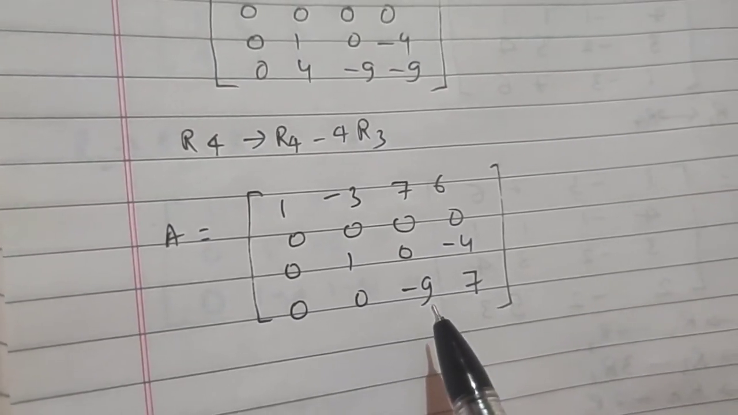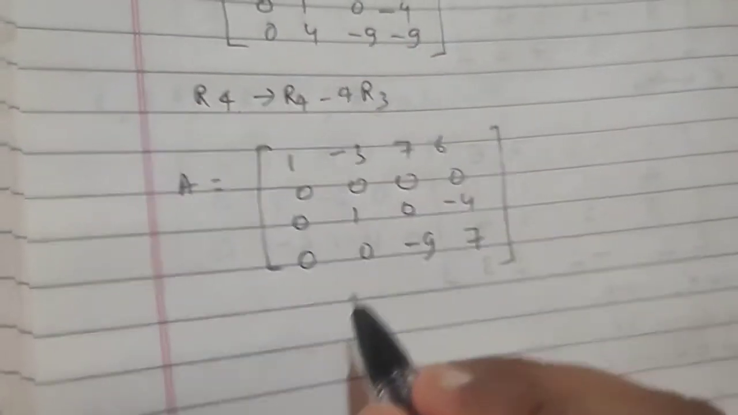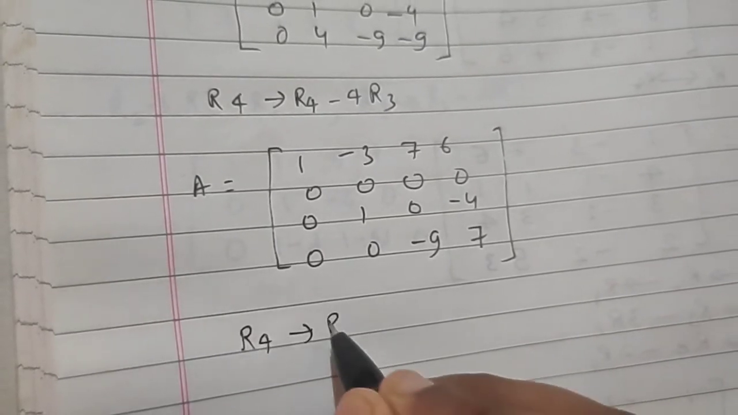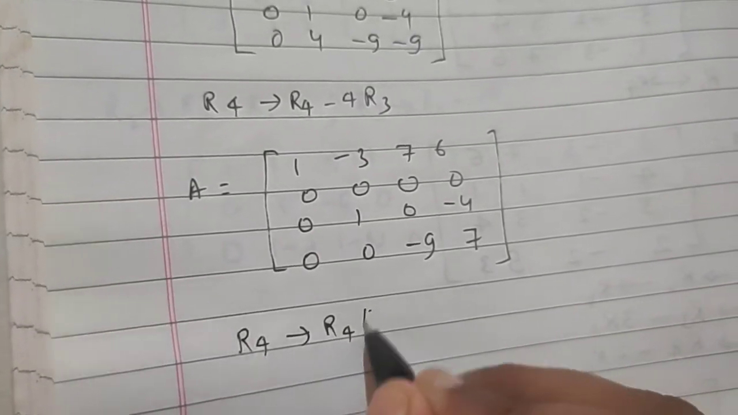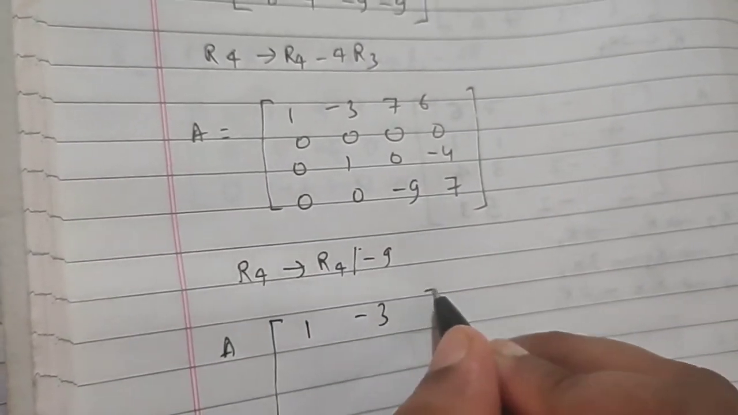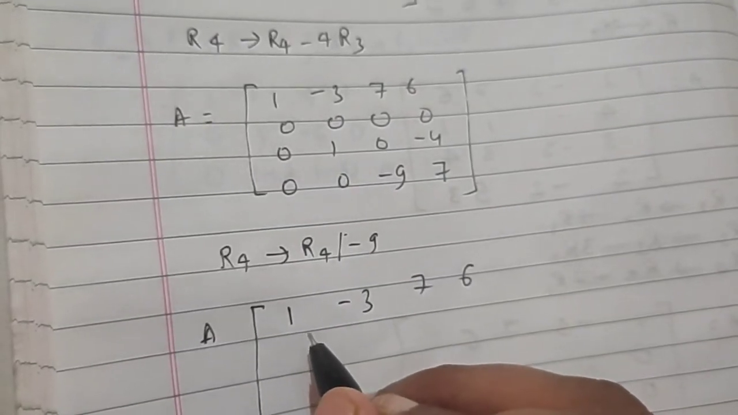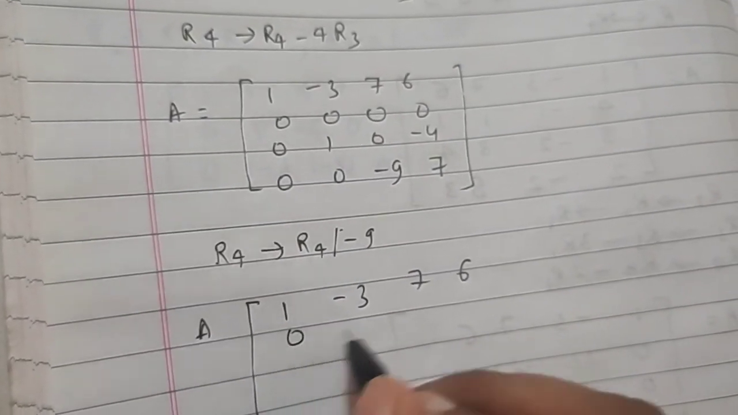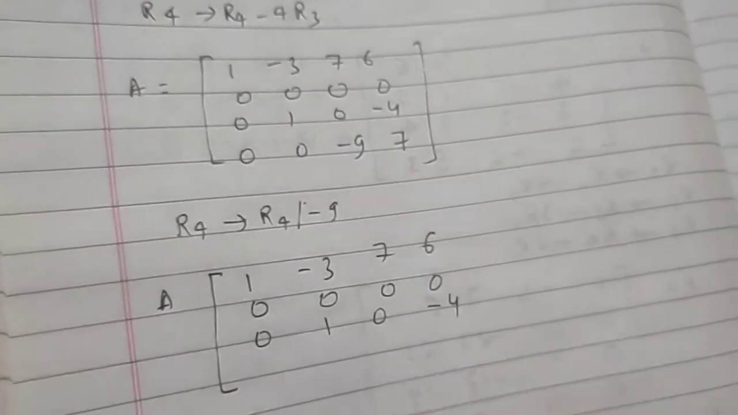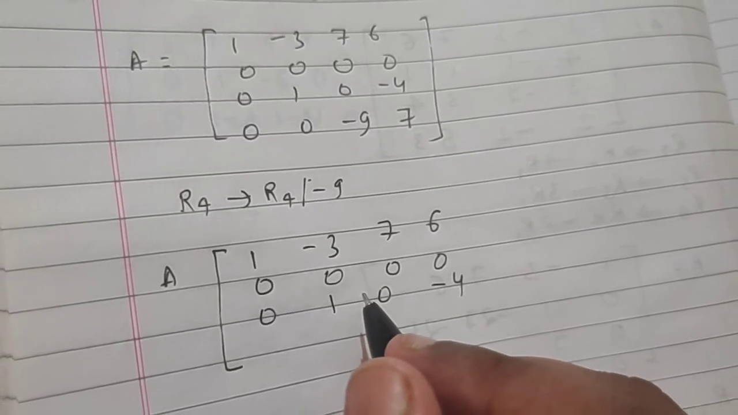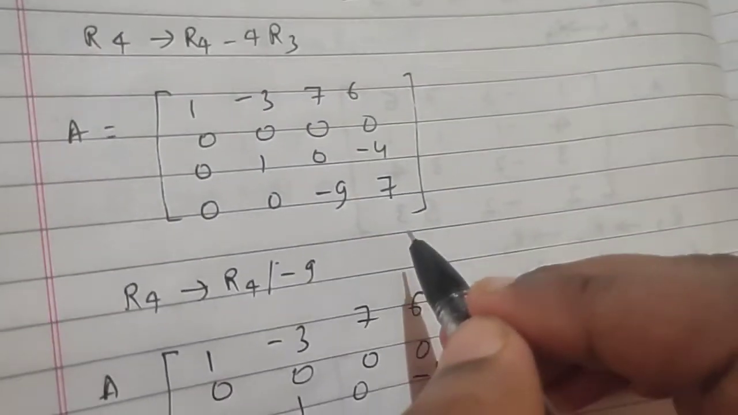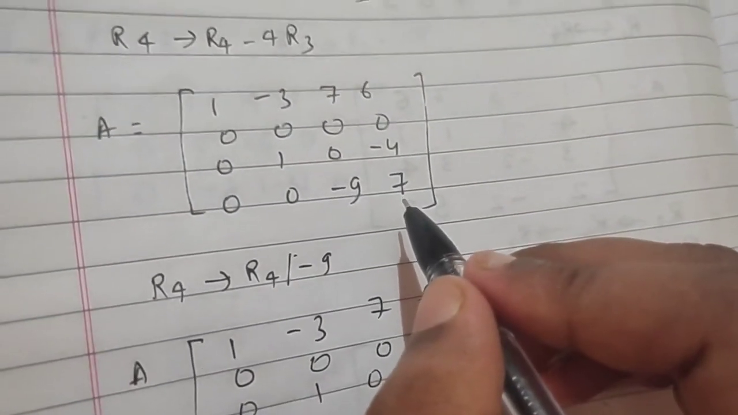Or the first non-zero element should be unity. If you are thinking about that, then you can apply one operation R4 to R4 divided by minus 9. So that is the last operation I would be using. And then we have 0, 0, 0, 0, 0, 1, 0, minus 4, and 0, or any more operation you want to use.